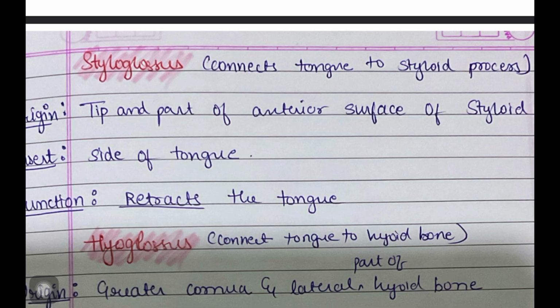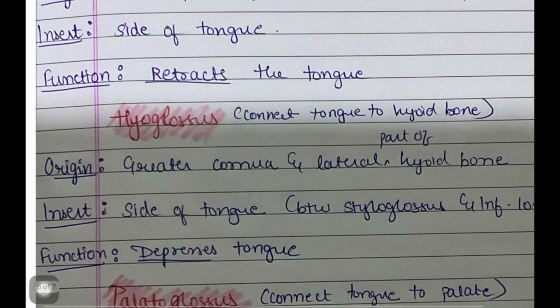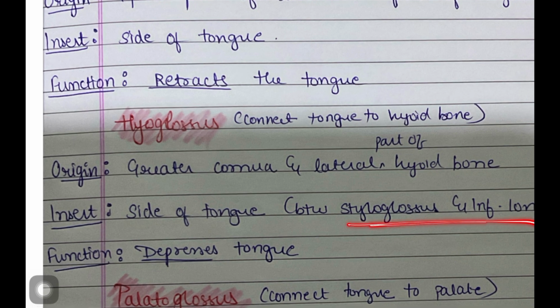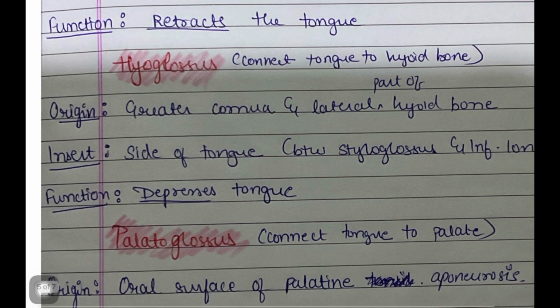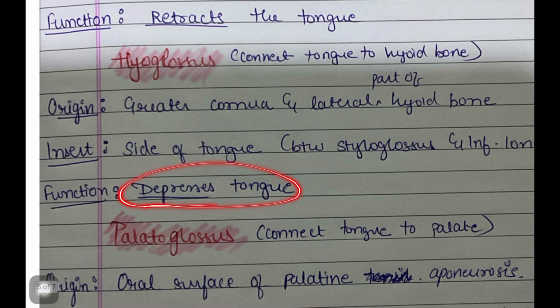So styloglossus. The next is the hyoglossus. Remember, hyo means hyoid bone, glossus means tongue. Connects the tongue to the hyoid bone. Origin: greater cornua and lateral part of the hyoid bone. Inserts into the side of the tongue between styloglossus and inferior longitudinal muscle. Function: it depresses the tongue. Okay.